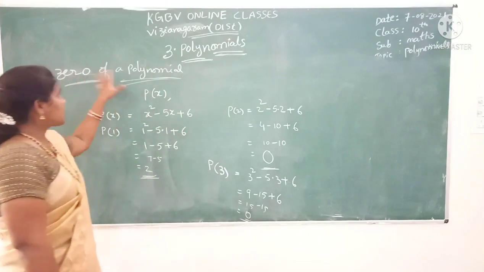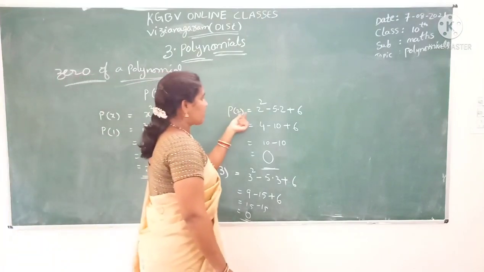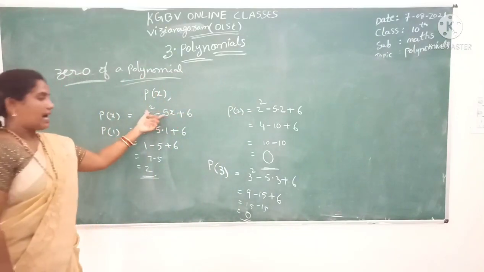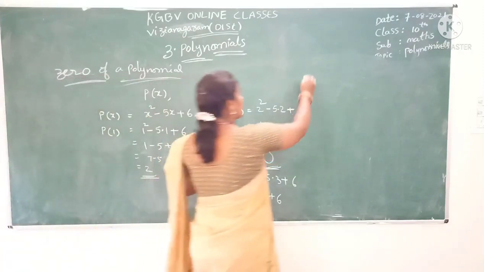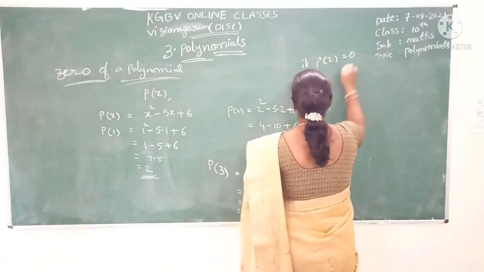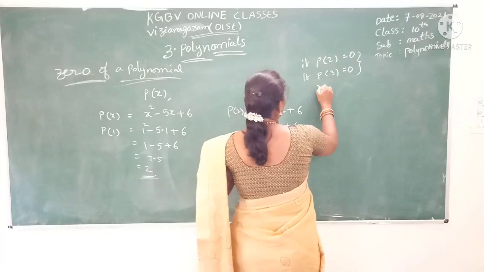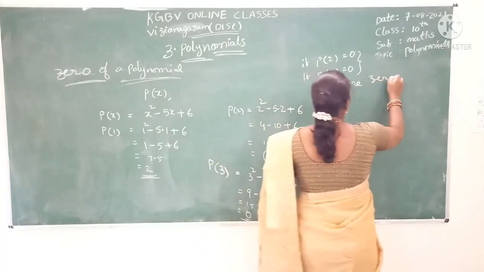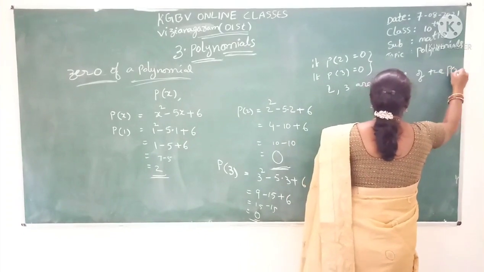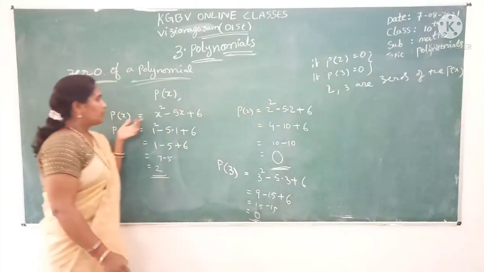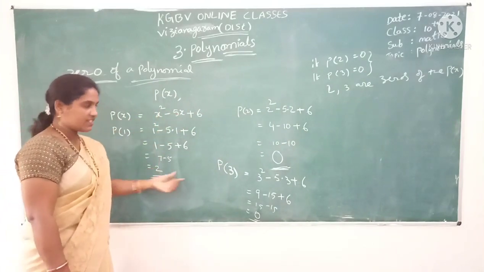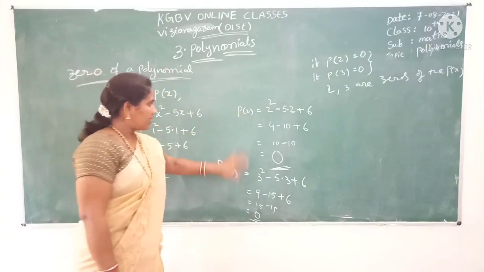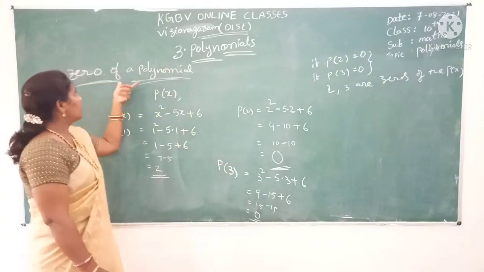So what is the 0 of the polynomial? The number we substitute in the polynomial, the answer will be 0. That is the 0 of the polynomial. If P of 2 is equal to 0 and if P of 3 is equal to 0, then 2 and 3 are zeros of P of x. Whichever number we substitute in polynomial P of x, if the answer becomes 0, then those numbers are zeros of the polynomial.